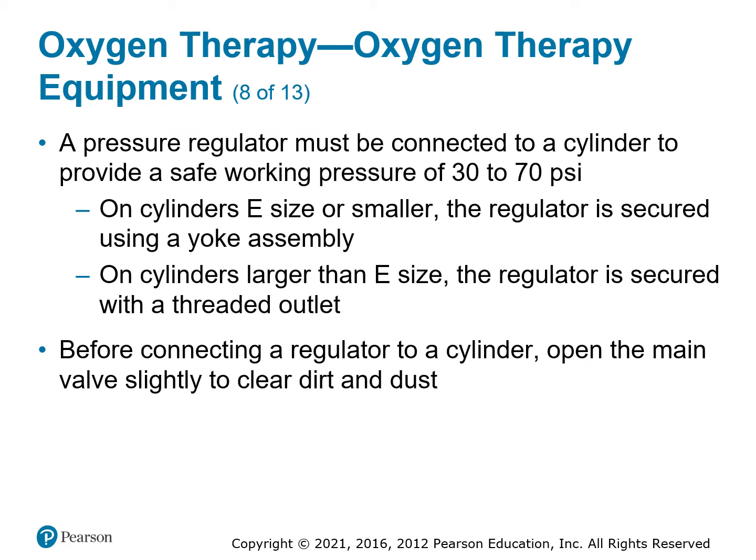Take a look at the cylinders that you may have access to. They need to have safe working pressures of 30 to 70 psi, pounds per square inch. On cylinders E or smaller, the regulator is secured by using what we call a yoke assembly, and on larger cylinders we use a threaded outlet. Before connecting a regulator to a cylinder, make sure you open the main valve slightly to get any dust or debris that has settled over that valve out.